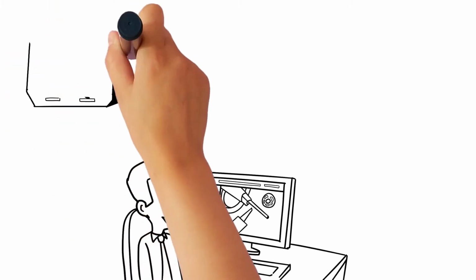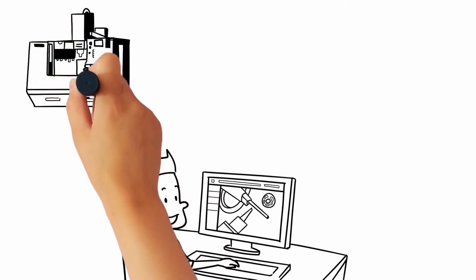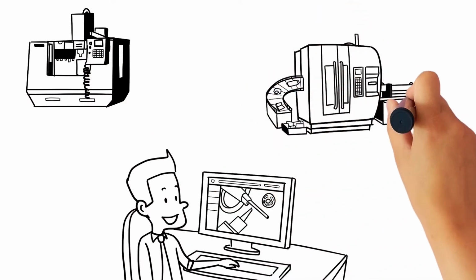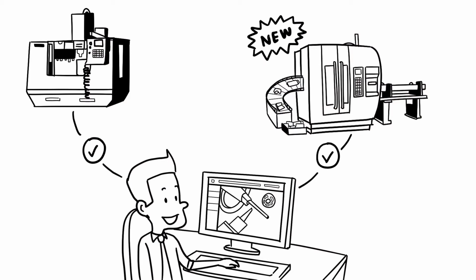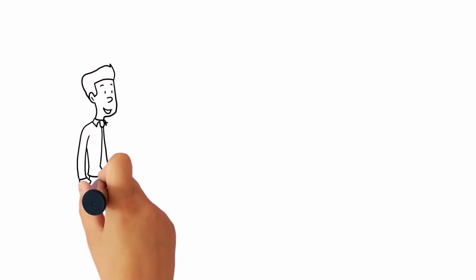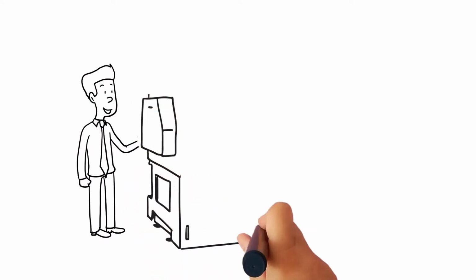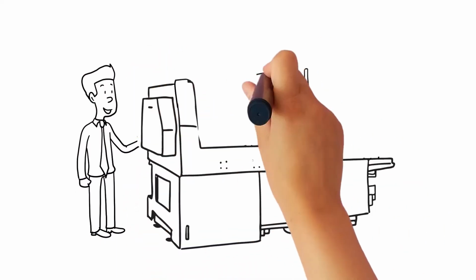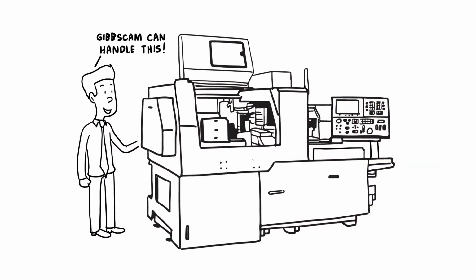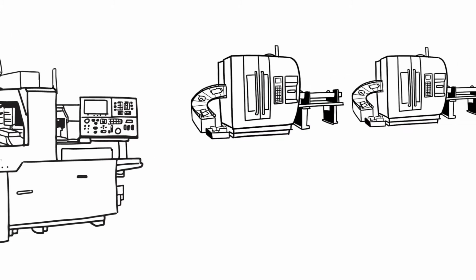GibbsCAM makes CNC programming a breeze because it has a single unified interface for all levels of programming. No need to learn a new interface when you add more complex machines to your shop. Even if Joe decides that a Swiss-style machine will be the best solution for his business, he knows that GibbsCAM can handle the job. GibbsCAM can program an unlimited number of axes and spindles, all within the easy-to-use interface.